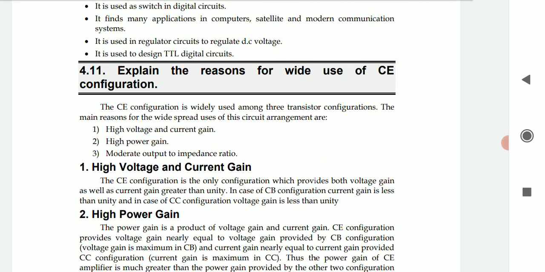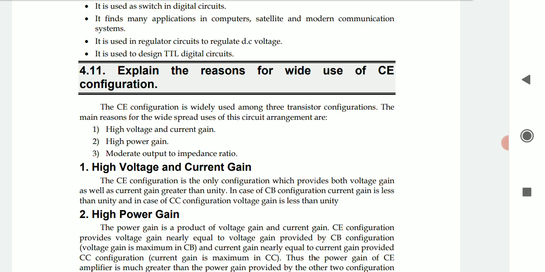Okay, here are the reasons for the wide range of common emitter configuration applications. Why is the common emitter configuration widely used in most of the applications? The three reasons we have, just as I told in the previous section: the common emitter configuration has high voltage gain and high current gain. To use a particular configuration in an amplifier circuit, the gains must be high. Then only the amplitude of the output signal will be improved. Therefore, due to this reason, the CE configuration is widely used.